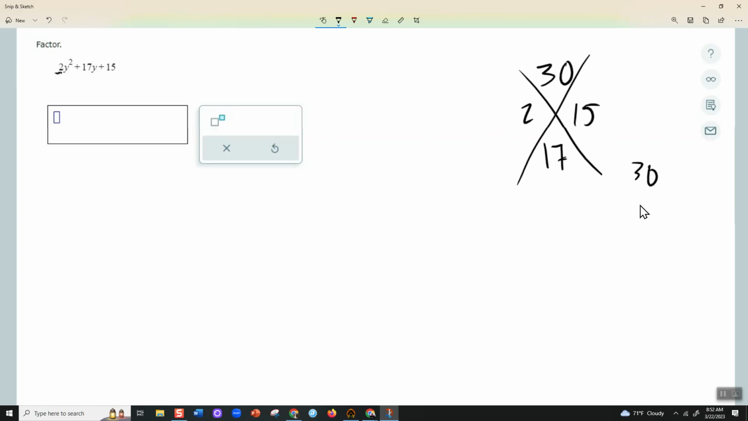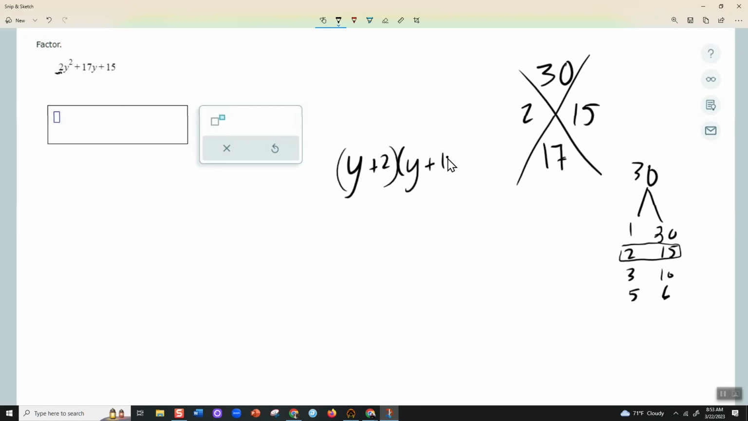But if you don't know, you can just write out all the factors of 30. 1 and 30, 2 and 15, 3 and 10, 5 and 6. I believe that is it. But obviously 2 and 15 are my two numbers there. I'm going to use the shorter method that I prefer, which is just to put these two numbers, 2 and 15, using the variable y into binomials. y plus 2 and y plus 15.